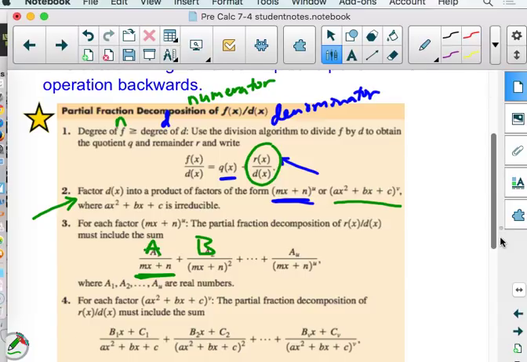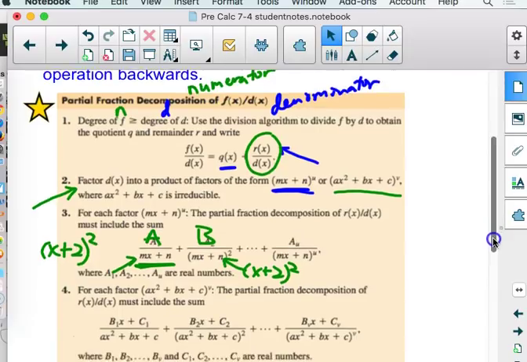But we have to have every single power there. So let's say that one of our factors is x plus 2 squared. This is saying it could be just an x plus 2, but our denominator could also have an x plus 2 squared as part of it, and we have to account for that.